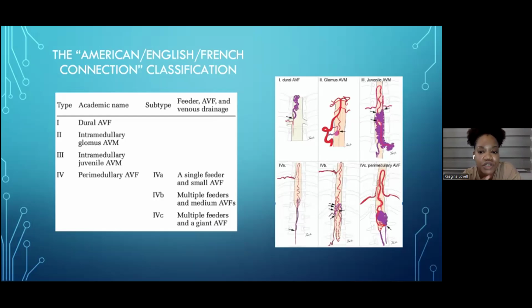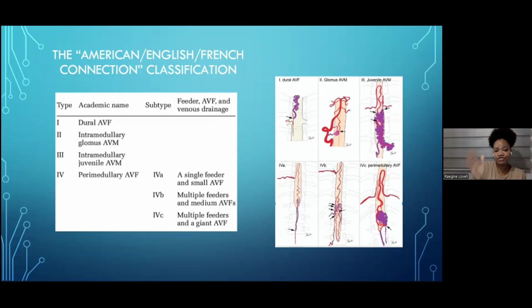Essentially, it's a large type 2, so an enlarged glomus AVM, which occupies the entire cross-section of the cord and invades the vertebral body, which can cause scoliosis. Then type 4, intradural perimedullary AVM, also called the arteriovenous fistulae, is a direct fistula between the artery supplying the spinal cord, usually the anterior spinal artery, and the draining veins. They tend to occur in younger patients as compared to type 1, and may present catastrophically with hemorrhage into the subarachnoid space.